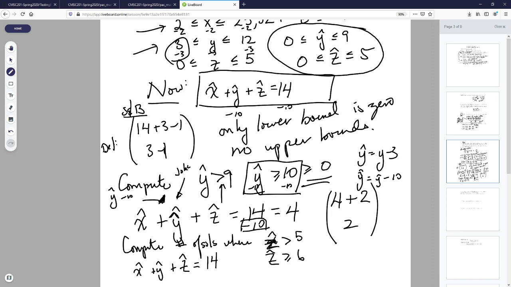Anyway, what we're going to do now is subtract off 6 from both of these. So minus 6, minus 6. Now the equation we're going to get is x hat plus y hat plus, now it's z joke, is equal to 8. So what we're going to end up with is 8 plus 2 choose 2 solutions of that.